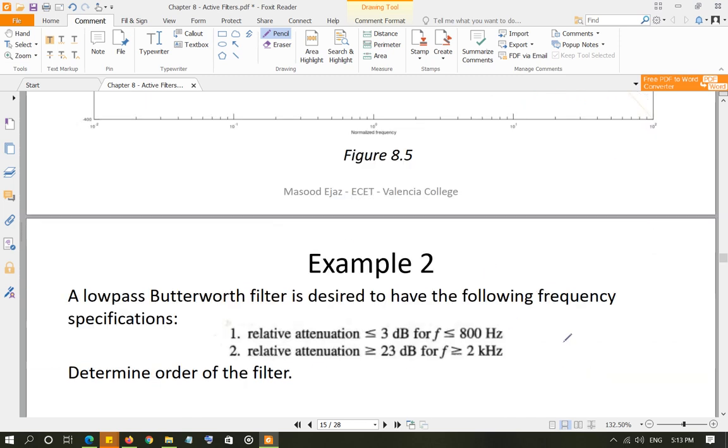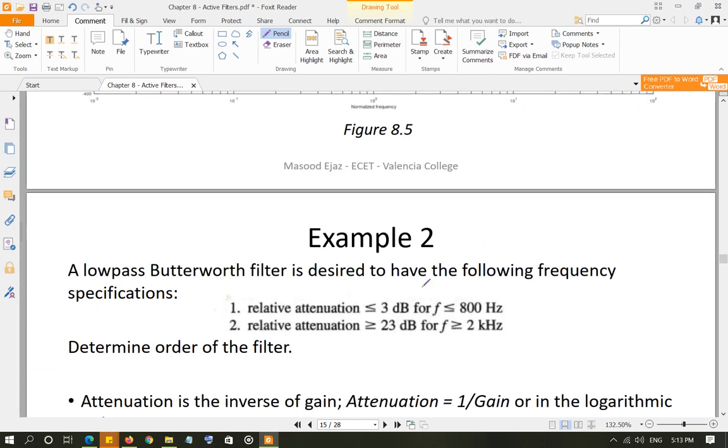So let's look at this example. A low-pass Butterworth filter is desired to have the following frequency specification. Relative attenuation is less or equal to 3 decibel for the frequency less or equal to 800 Hz, and relative attenuation should be greater or equal to 23 decibel for f greater or equal to 2 kHz.